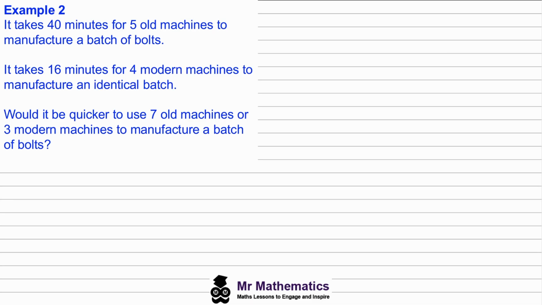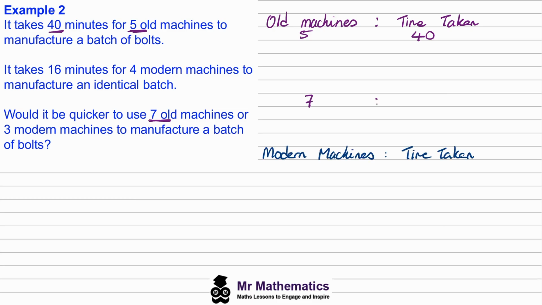So again, the first thing we need to do is set up our ratio. We have old machines to time taken, and 5 old machines take 40 minutes. And we want to work out the time for 7 old machines. And we have modern machines, where 4 modern machines take 16 minutes. And we want to work out the time for 3 modern machines.